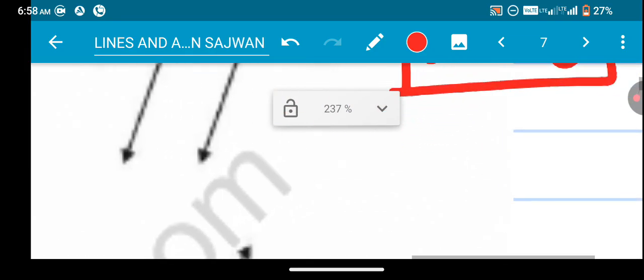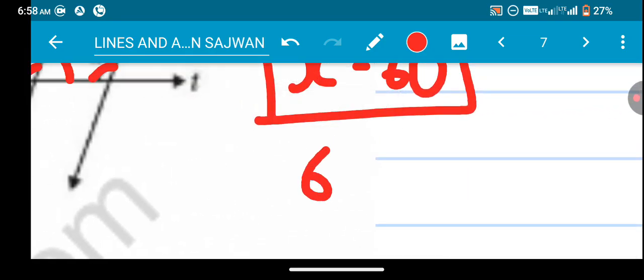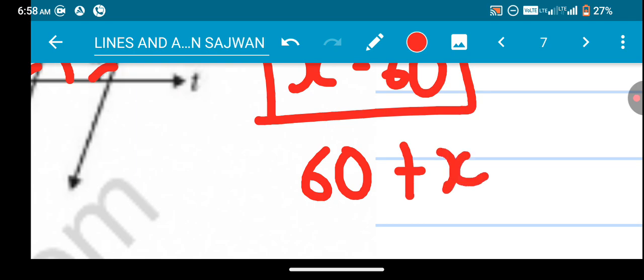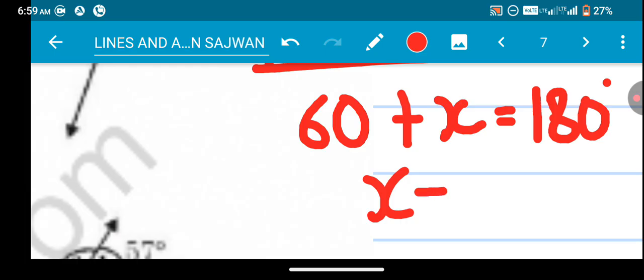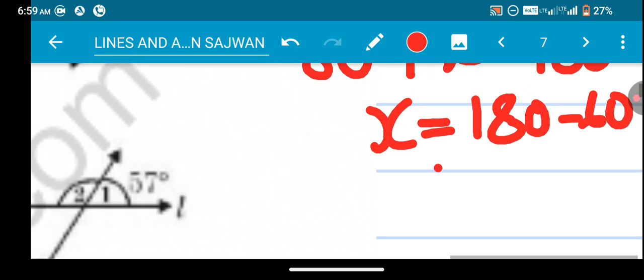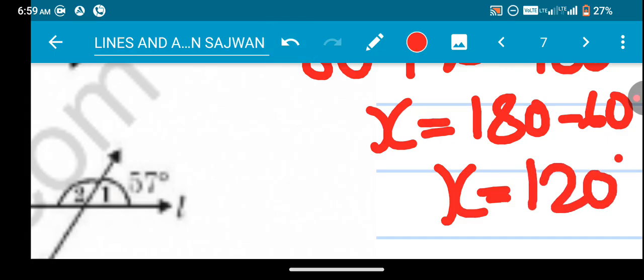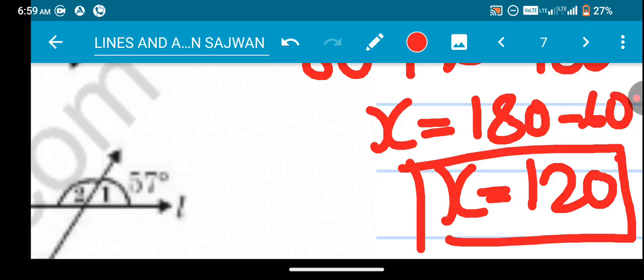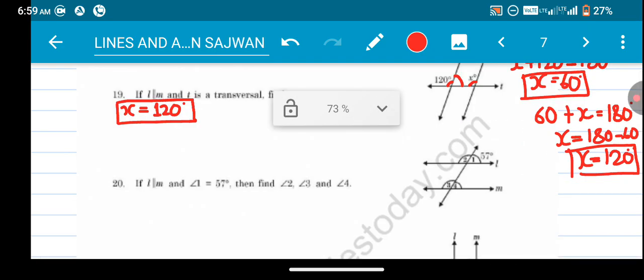Now adjacent angles are there. 60 plus x is equal to 180 degree. X will be equal to 180 minus 60. X will be equal to 120 degree. Same answer. It means you can apply any property.